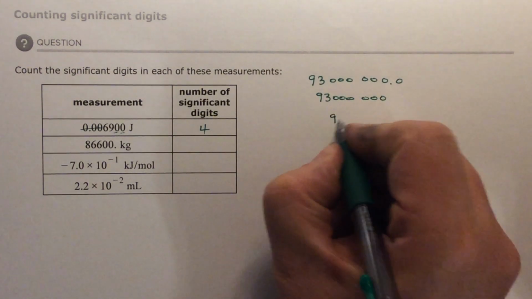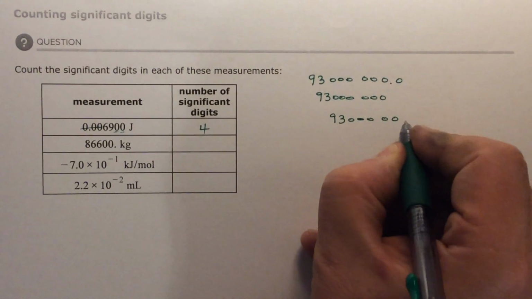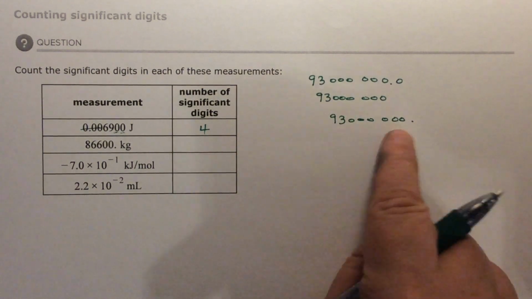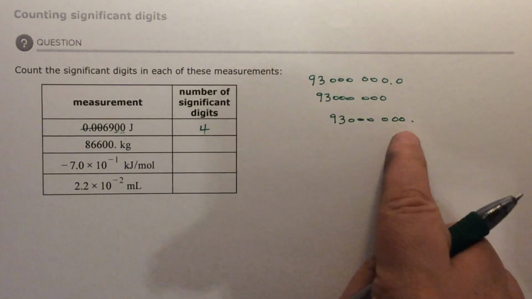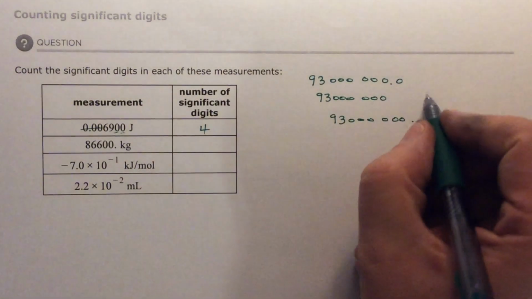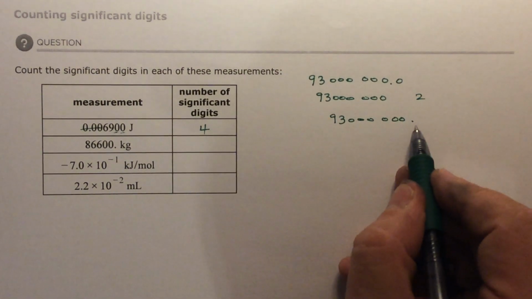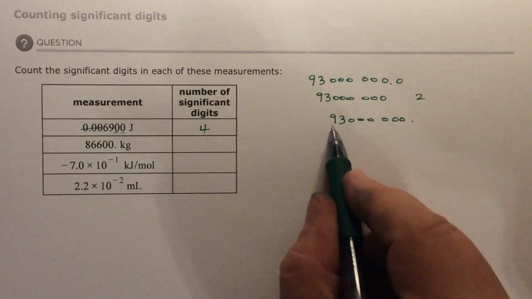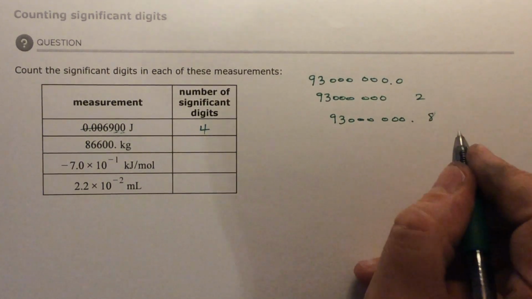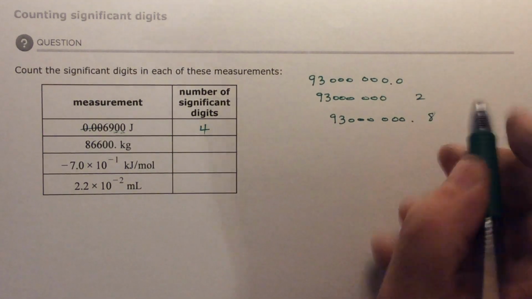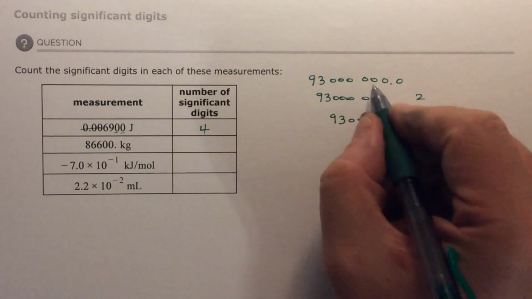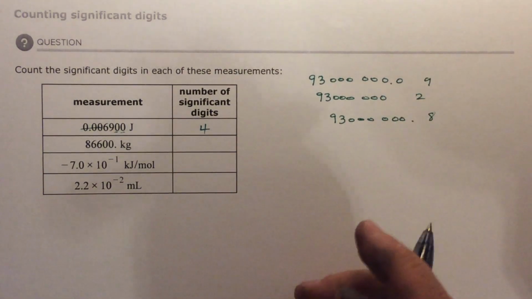So if I were to say 93 million with a decimal point, that's showing that I have measured it all the way to the mile, and this is accurate to the mile. So this one with no decimal point, there would be 2 significant digits. The one with the decimal point would be all of these, 1, 2, 3, 4, 5, 6, 7, 8. This would be 8 significant digits. And then any zeros after that decimal would also be significant. So this would be 9. 1, 2, 3, 4, 5, 6, 7, 8, 9. This would be 9 significant digits.